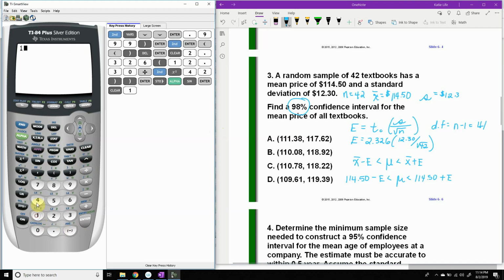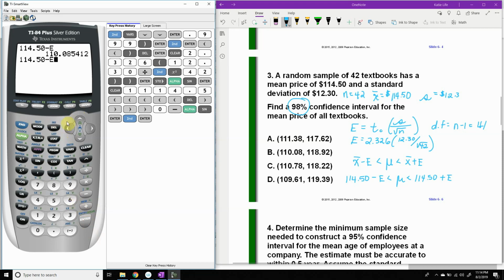So $114.50 minus my error value. To call it back, I'm just going to hit alpha E. And that's going to be my lower bound. If I hit second, the enter button, it's going to call back the last line that I just entered in my calculator. And I can just edit that by changing the minus sign to a plus sign so I can get my upper bound. So it's looking like with rounding, this is going to be B, $110.08 all the way up to $118.92.